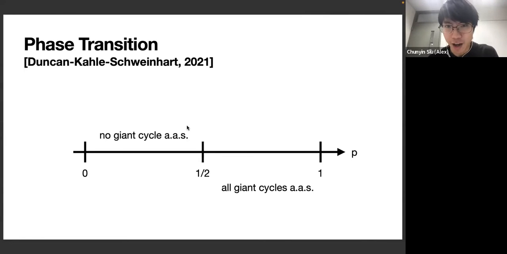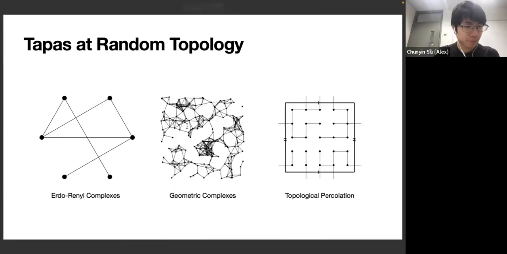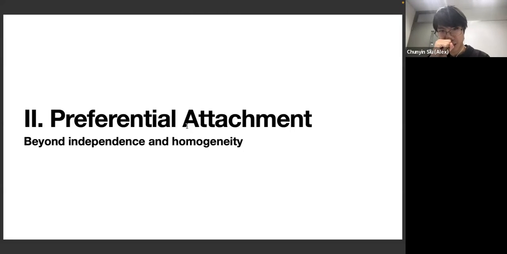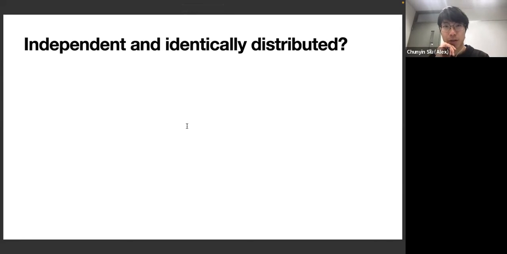Okay, so I have talked about 3 different random objects, and I hope that gives you some flavor of what random topology is like and what kind of results you can get when you study random objects. Now, let's go back to preferential attachment. Since we have so many different random objects that we studied and we know so much about the topology, why do we care about yet another random model? Well, one reason is that many models that I've just mentioned are independent and identically distributed.